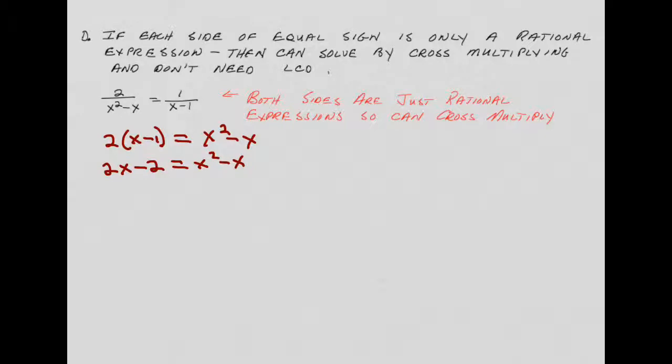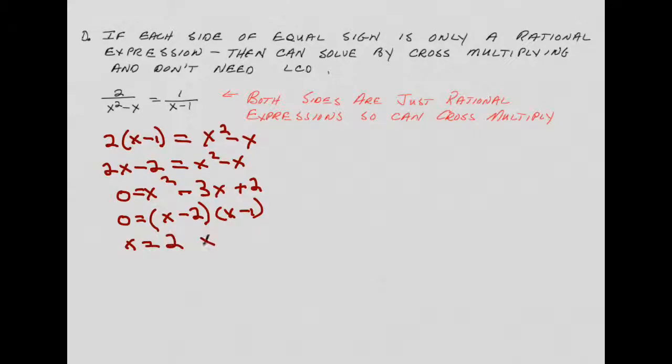Moving everything to one side, so this side would be 0. I would have x squared. And now I'm going to subtract 2x from both sides, so that's x squared minus 3x. And now then I'm going to add 2 to both sides, so that would be plus 2. So factoring that, I'm going to get x minus 2 times x minus 1 equal to 0. So x is equal to 2, x is equal to 1.